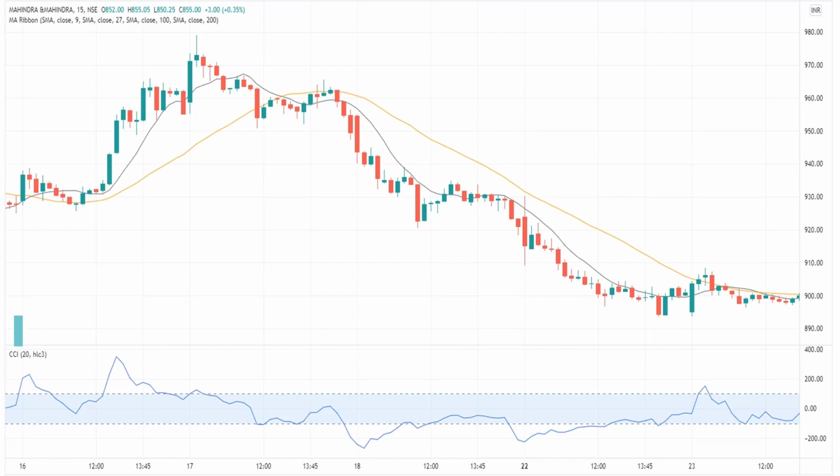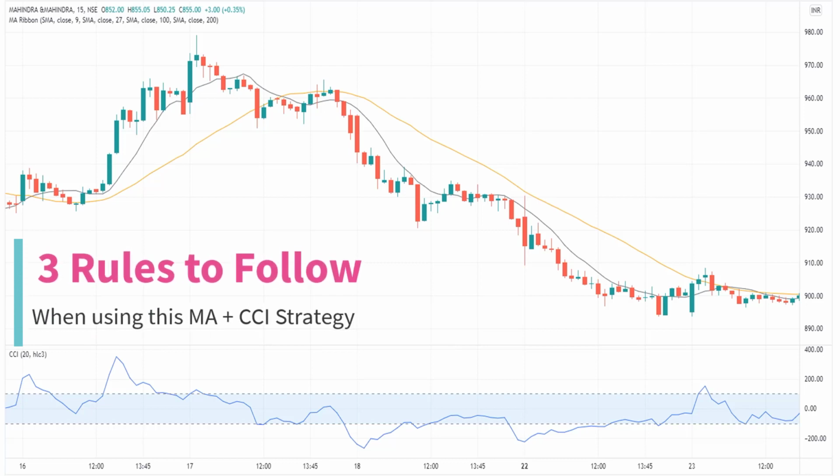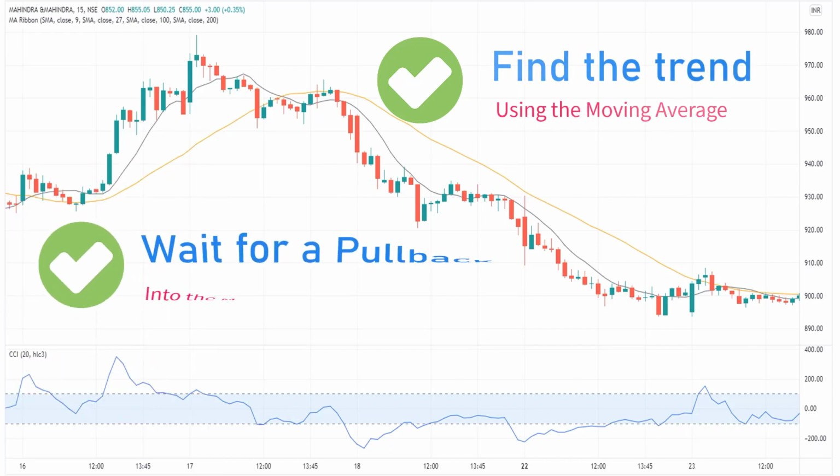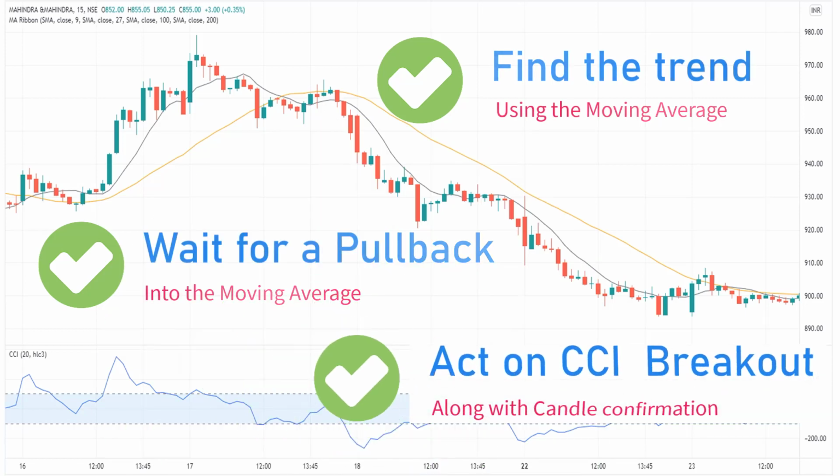Now, taking trades with this strategy has 3 steps. Step 1 is picking a stock that is strongly trending. Step 2 is to wait for a pullback. And step 3 is to look for the CCI signal. Let's see this with an example.